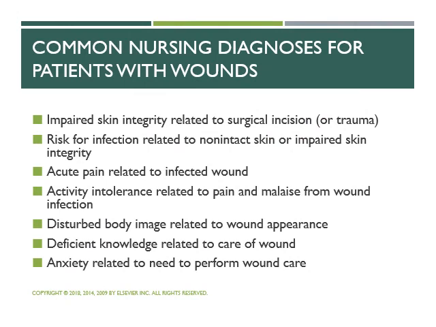So we've done an overview of different types of wound care and wound types. Let's talk about common diagnoses that you would apply for your patients with wounds. So here are some examples of nursing diagnoses. You have your impaired skin integrity related to surgical incision or trauma, depending on how the incision or the injury occurred. You have risk for infection, acute pain, activity intolerance, disturbance of body image, knowledge deficit, and then anxiety related to the need for performance of wound care.